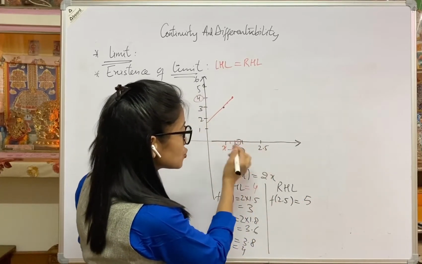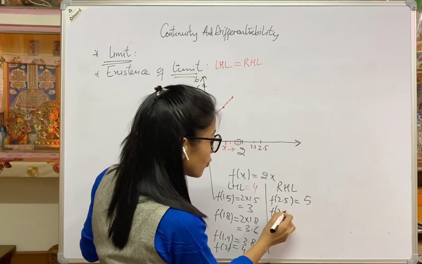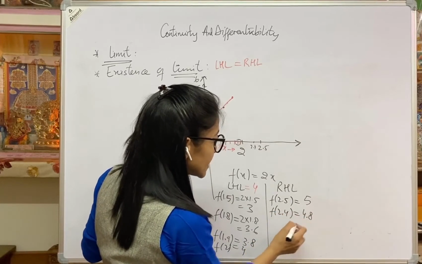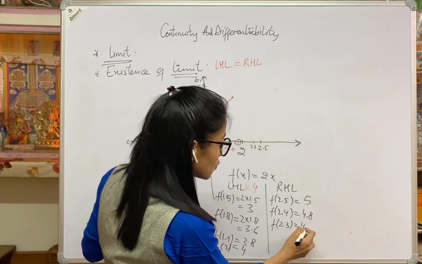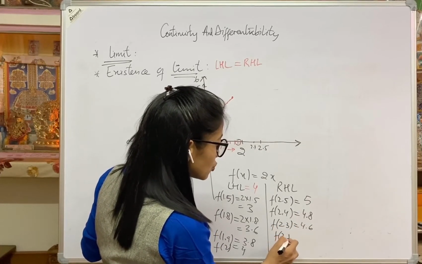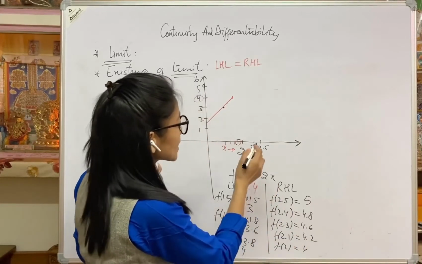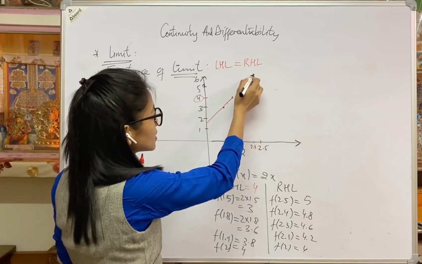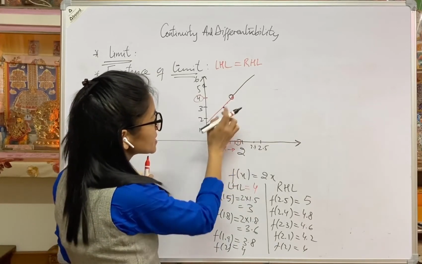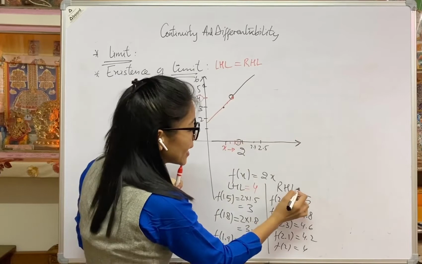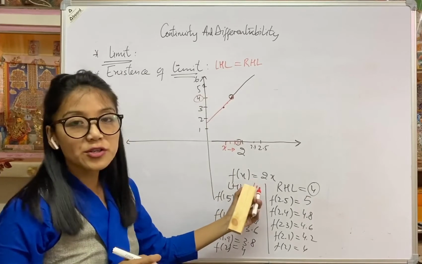Then I have to come closer to 2, so I have to decrease the point. Then I will take 2.4. So f of 2.4, I get 4.8. Then f of 2.3, that is 4.6. Then f of 2.1, which is 4.2. And then f of 2, which is equal to 4. So on the right hand side, when you plot the graph, you will see that it is also tending towards 4. So the left hand limit is tending towards 4, and the right hand limit is also equal to 4, which means the limit of this function exists.